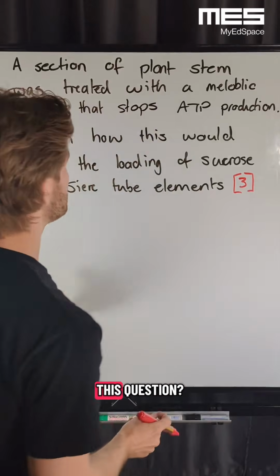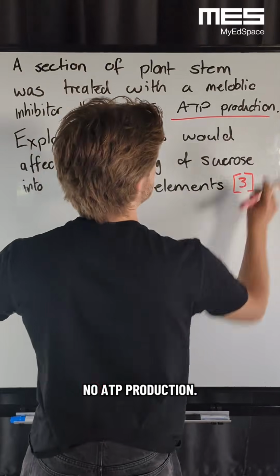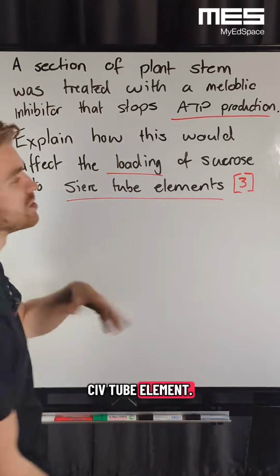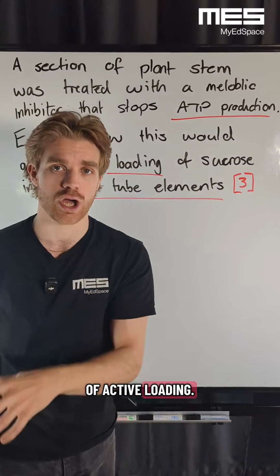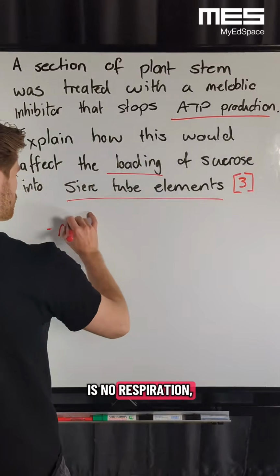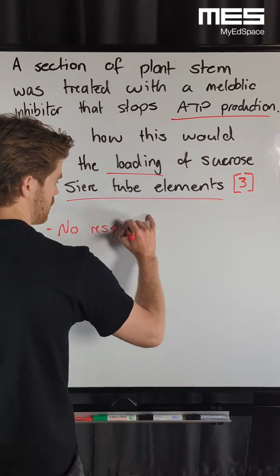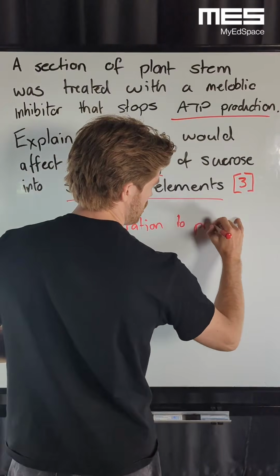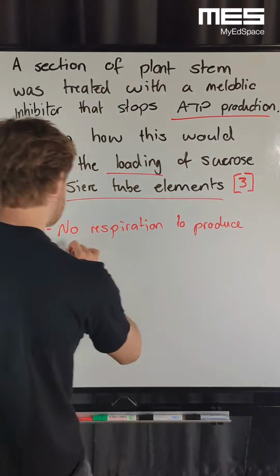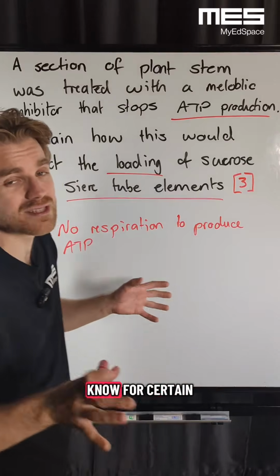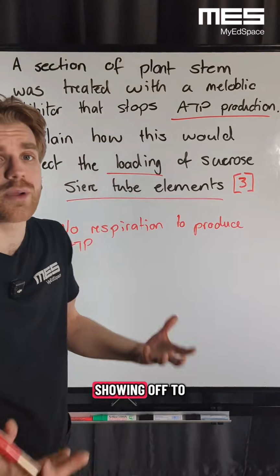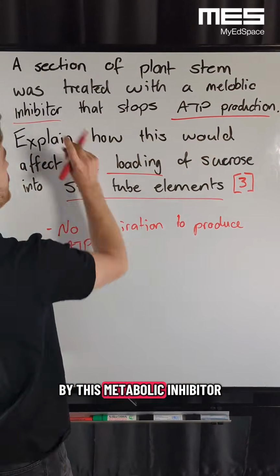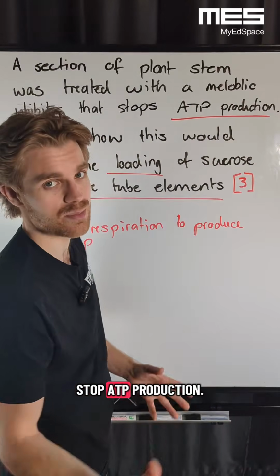So how do we break down this question? Well, we know that we have no ATP production. We're talking about the loading of sucrose into the sieve tube element. I know this is a process of active loading. So if there is no respiration, that's what our metabolic inhibitor is doing to produce ATP. Now, I don't know for certain whether or not that's going to get a mark, but I'm just showing off to my examiner that I know that it's respiration that's been inhibited by this metabolic inhibitor in order to stop ATP production.